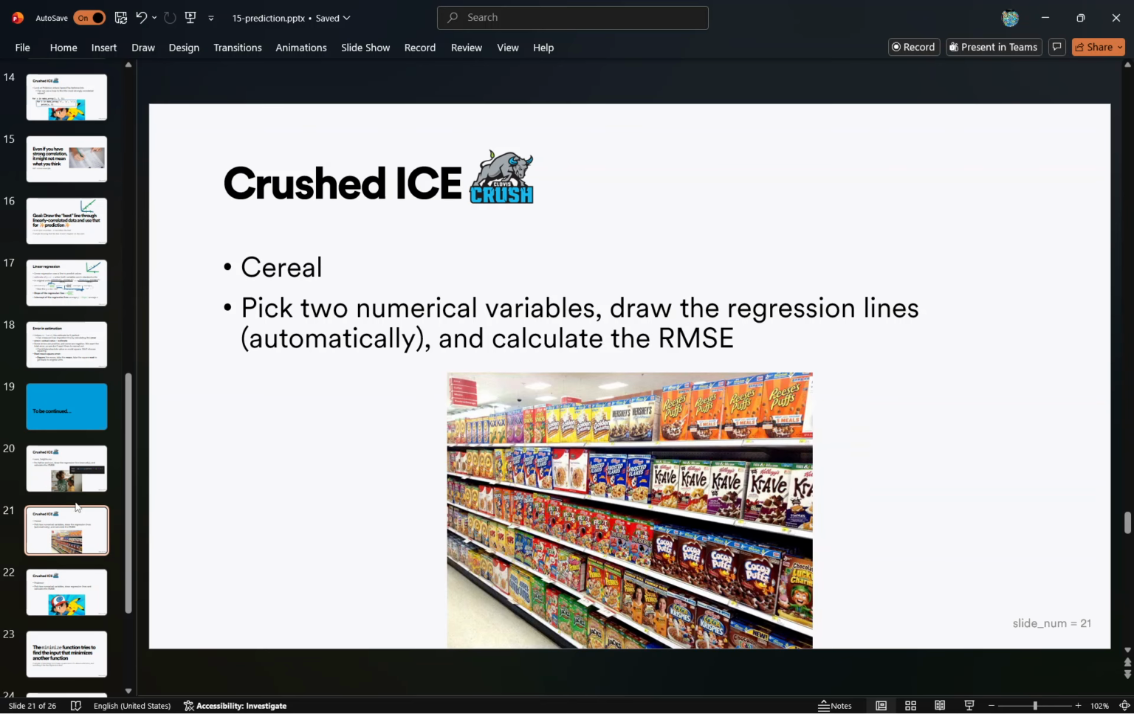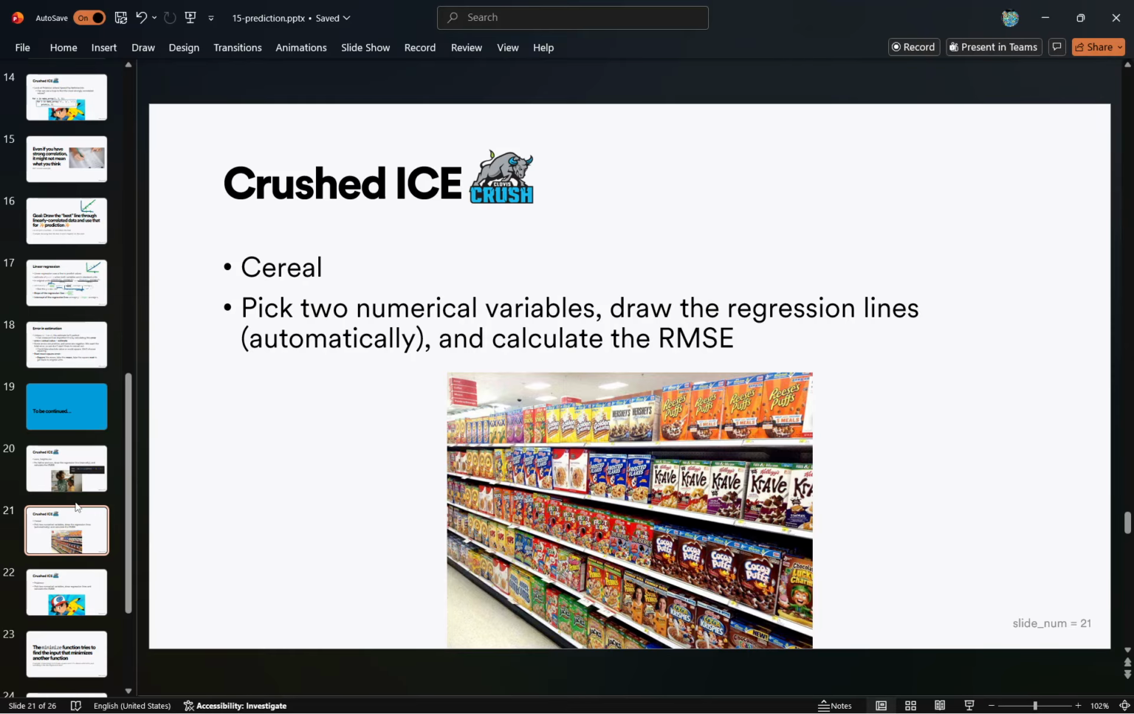So we did some stuff with a cereal table. Go and include that table. Pick some numerical variables, some ones that you care about, and draw some regression lines. Do them automatically this time. You can say fit line equals true. Remember that? Go look at our examples, and then calculate the root mean squared error of your prediction for, I don't know, fiber versus potassium or something. Pick your favorites.